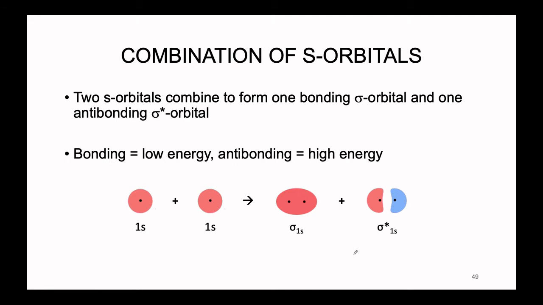So let's start looking at what different combinations we can have. How is it that the s orbitals come together, the p orbitals come together to make these real fancy looking molecular orbitals?